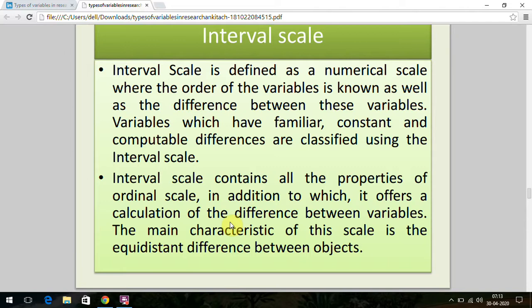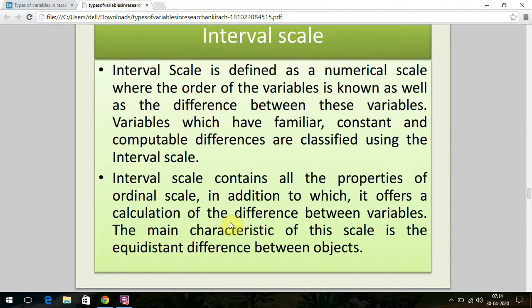The most common example in temperature: if we put an air conditioner in a room and the temperature inside is 16 and outside is 32 degrees Celsius, we cannot say that the temperature outside is double as hot as inside. We can just say that the temperature outside is 16 degrees more than inside, because there is no option of absolute zero. So 0 degree Celsius doesn't mean absence of heat. The temperature can go to negatives, like minus 10, minus 5, minus 20 degrees. So interval scale has no option of 0.